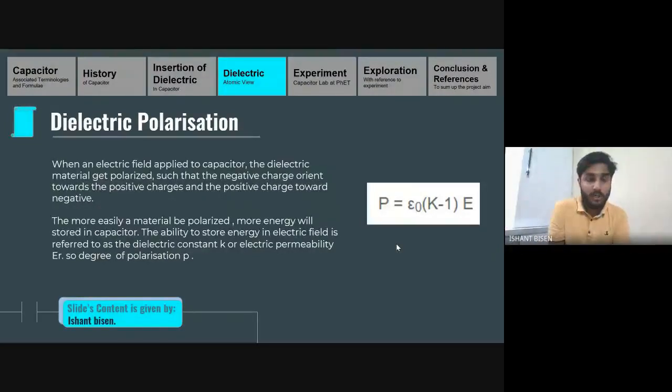As we all know, when an electric field is applied to a capacitor, the dielectric material gets polarized. This is because the negative charge orients toward the positive plate and the positive charge orients toward the negative plate. We get the polarization effect by the formula P equals epsilon naught times (K minus 1) times E, where epsilon naught is the electric permittivity of the medium, K is the dielectric constant of the material inserted in the capacitor, and E is the electric field. Basically, this is all about dielectric polarization.